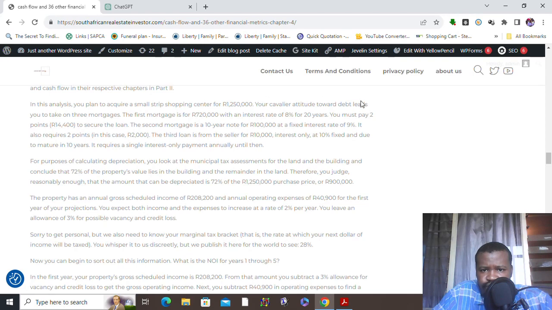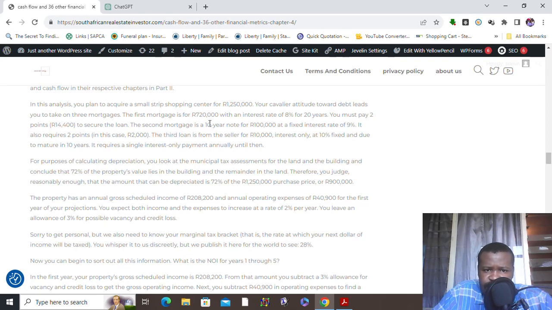Your cavalier attitude toward debt leads you to take on 3 mortgages. The first mortgage is 720,000 Rand at an 8% interest rate over 20 years. You must pay 2 points, 14,400, to secure the loan.